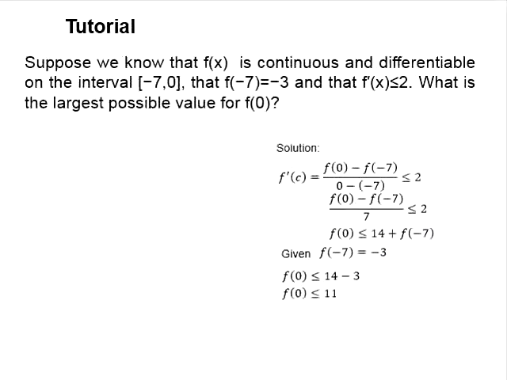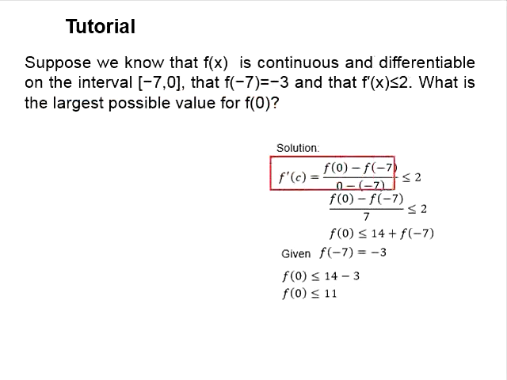Let us try one more example for this. It is given that the function f(x) is continuous and differentiable within the range of -7 and 0. It is given that f(-7) is equal to -3. The differentiation of f(x) will be less than 2. The question asks us for the largest possible value for f(0).